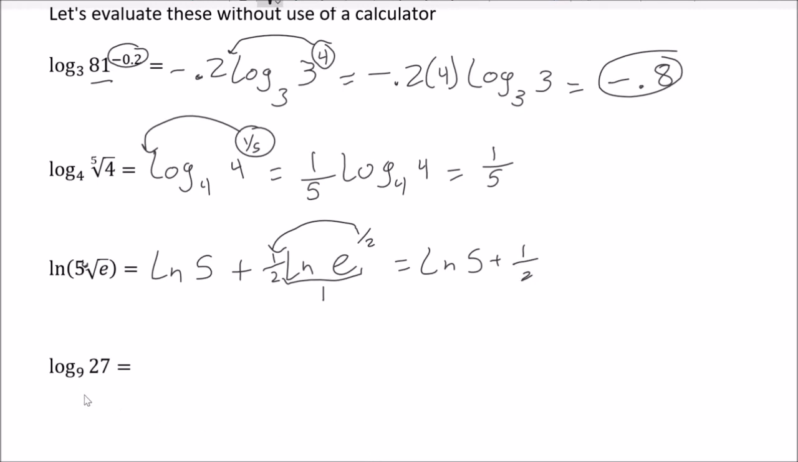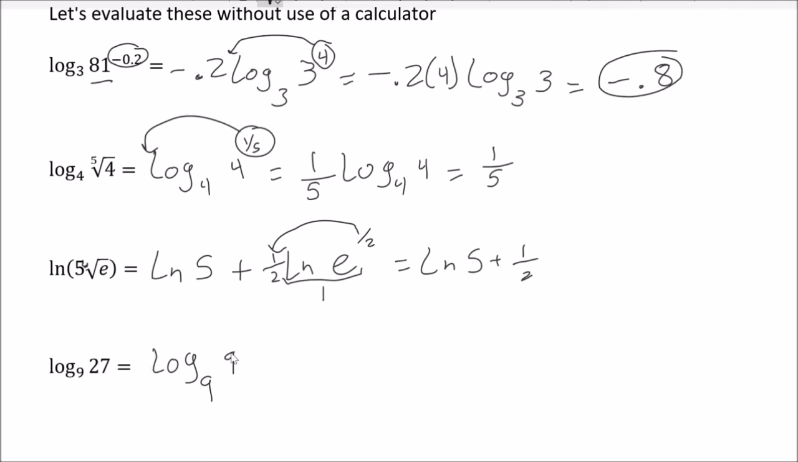So what do I have? Natural log of 5 plus 1/2. And then what about the last one? The last one's a little tricky. So with this one, I write log base 9, and what I'm going to think about first is, hey, I'd really like it if that was 9. And is there a way for me to put an exponent on 9 to get 27? Okay, well, spoiler alert, y'all. Yeah, there's a way to do it, but it's really hard to look at it and see.